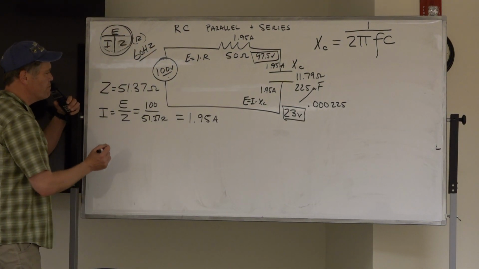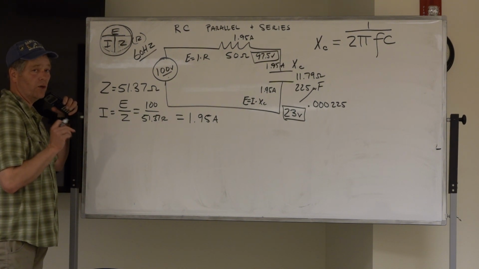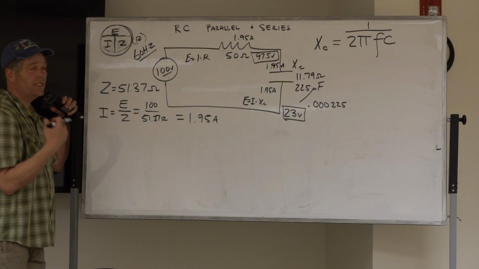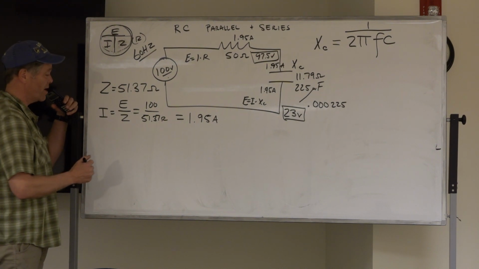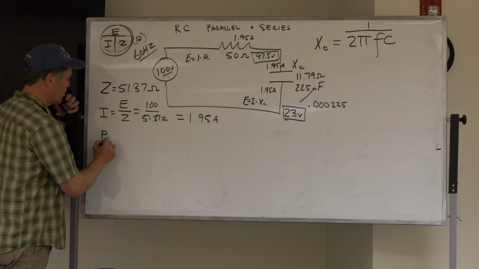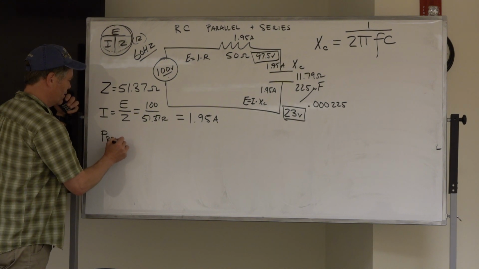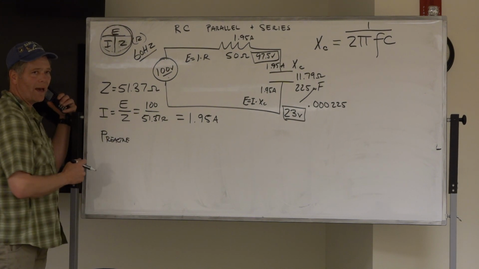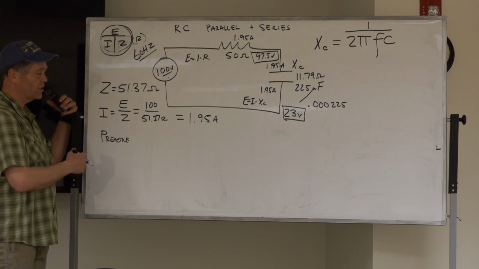And this is a place that more people screwed up on the quiz last time. Now, you were doing it with an inductor, but it's the exact same thing we're doing right now. So power reactive, which I like to just say P sub R, P with a smaller R.